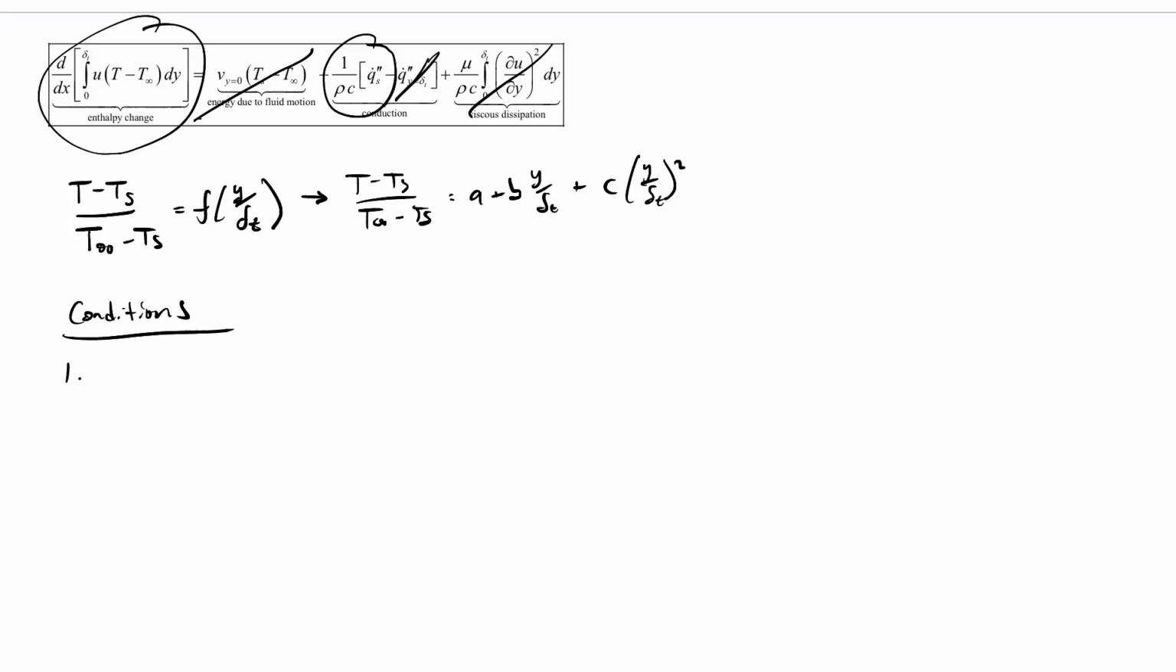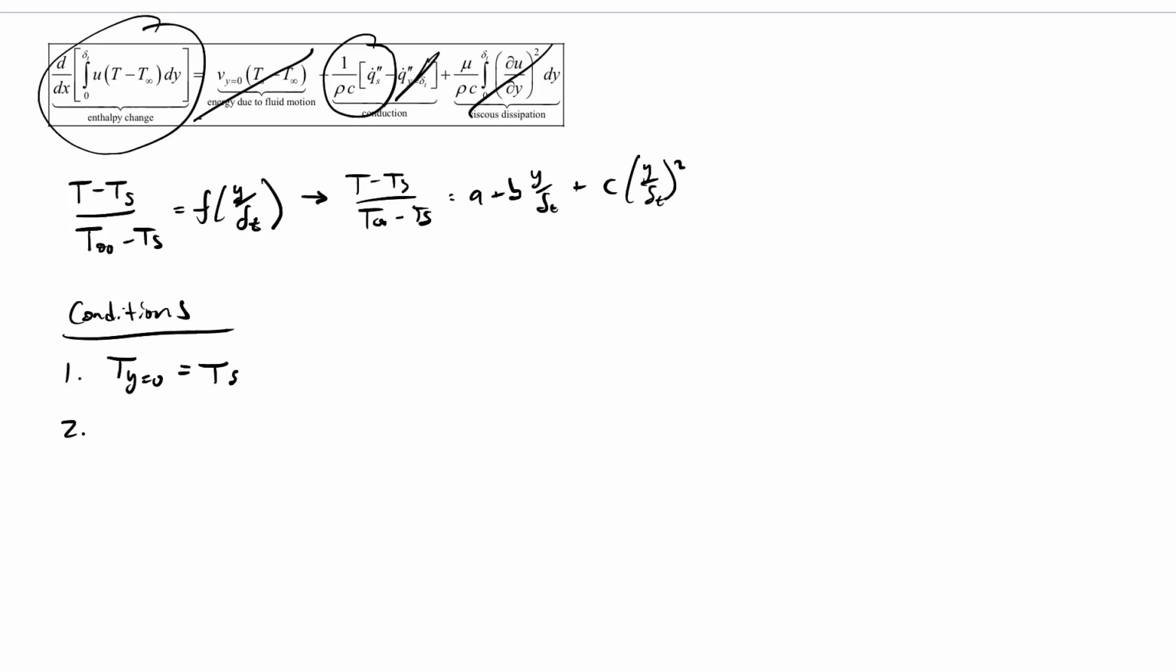So first condition, we know that at the edge of the surface, at the very interface between the surface and the fluid, the temperature of the fluid has to be equal to the temperature of the surface, right at that first molecule adjacent to the wall. So at the surface, T at y equals 0 is equal to T_S.